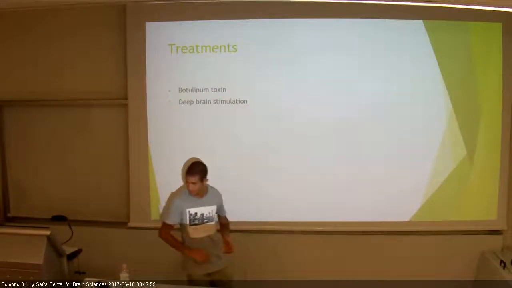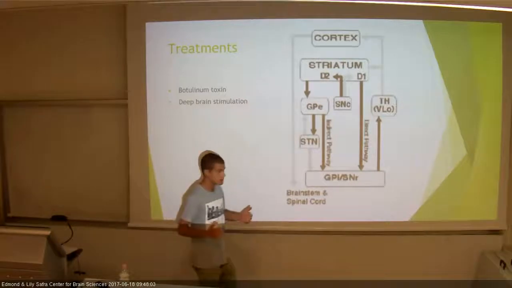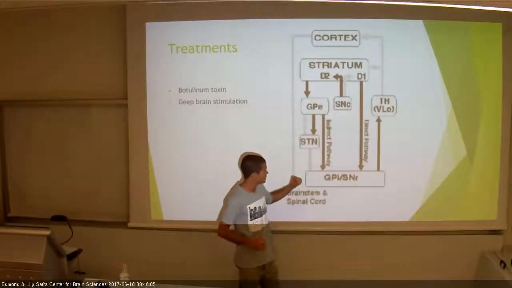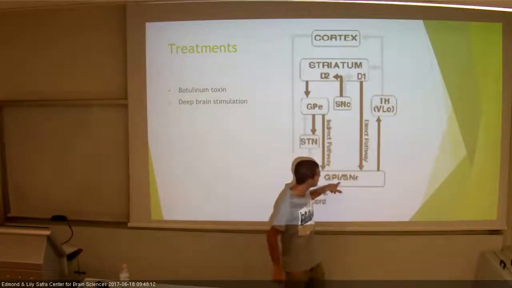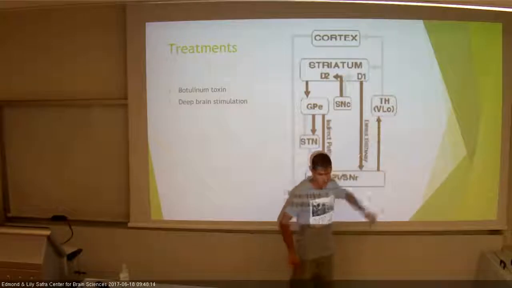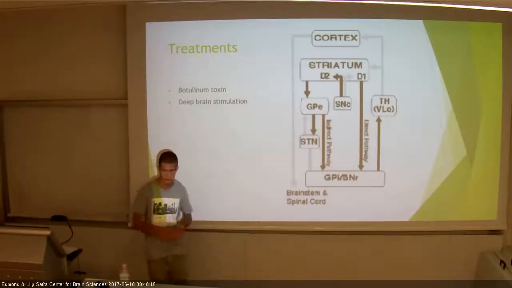In this case, we want to reduce movement, so the electrode is implanted in the globus pallidus internus and activating it. So it inhibits more the thalamus, and the unwanted movements are reduced.